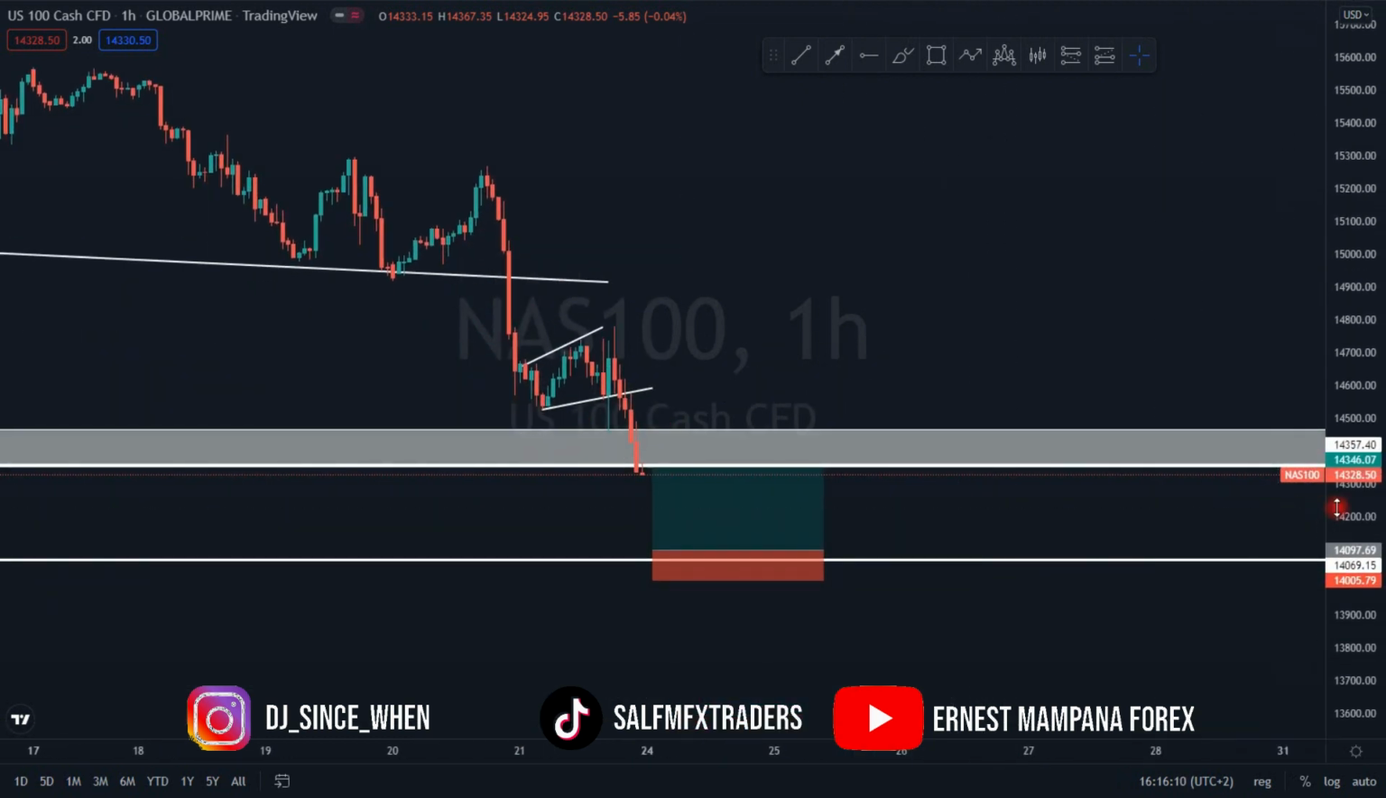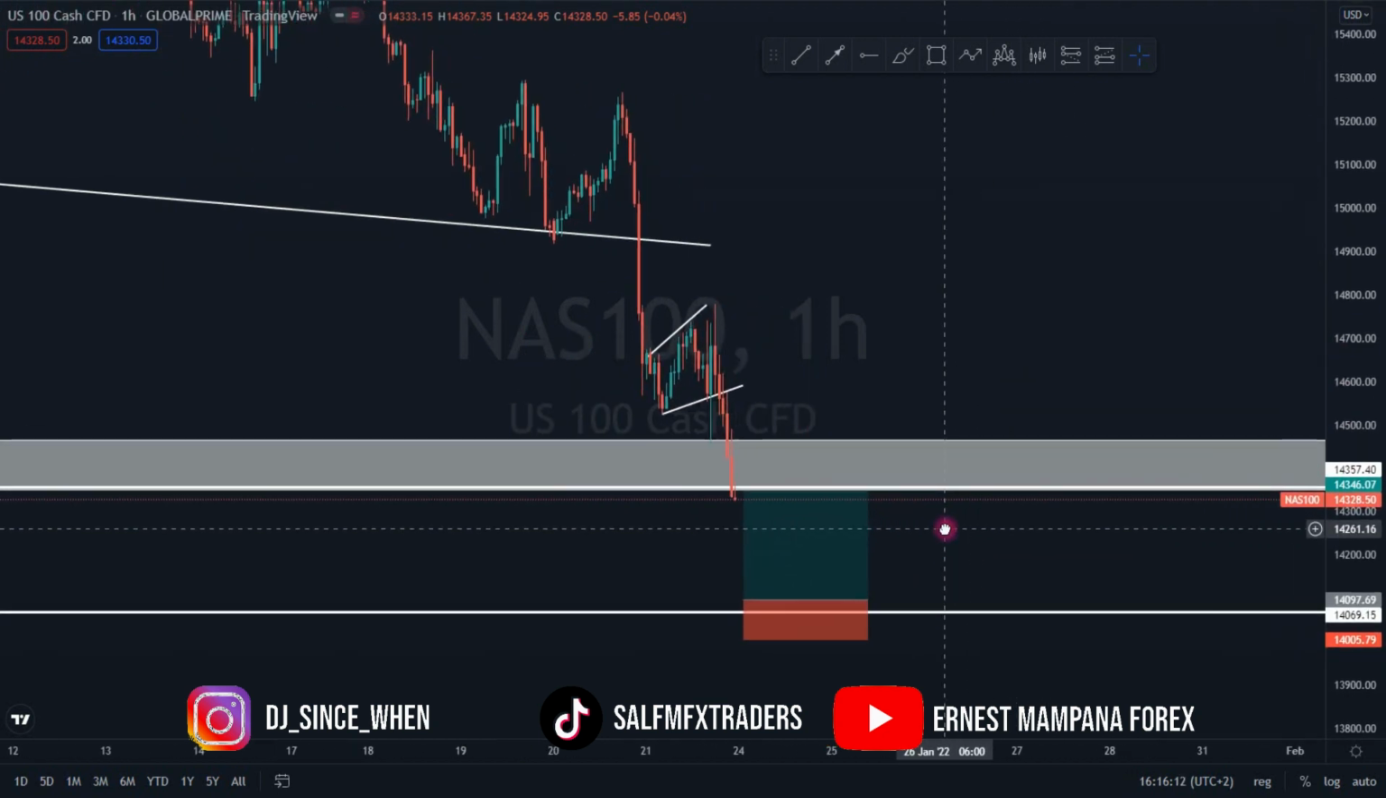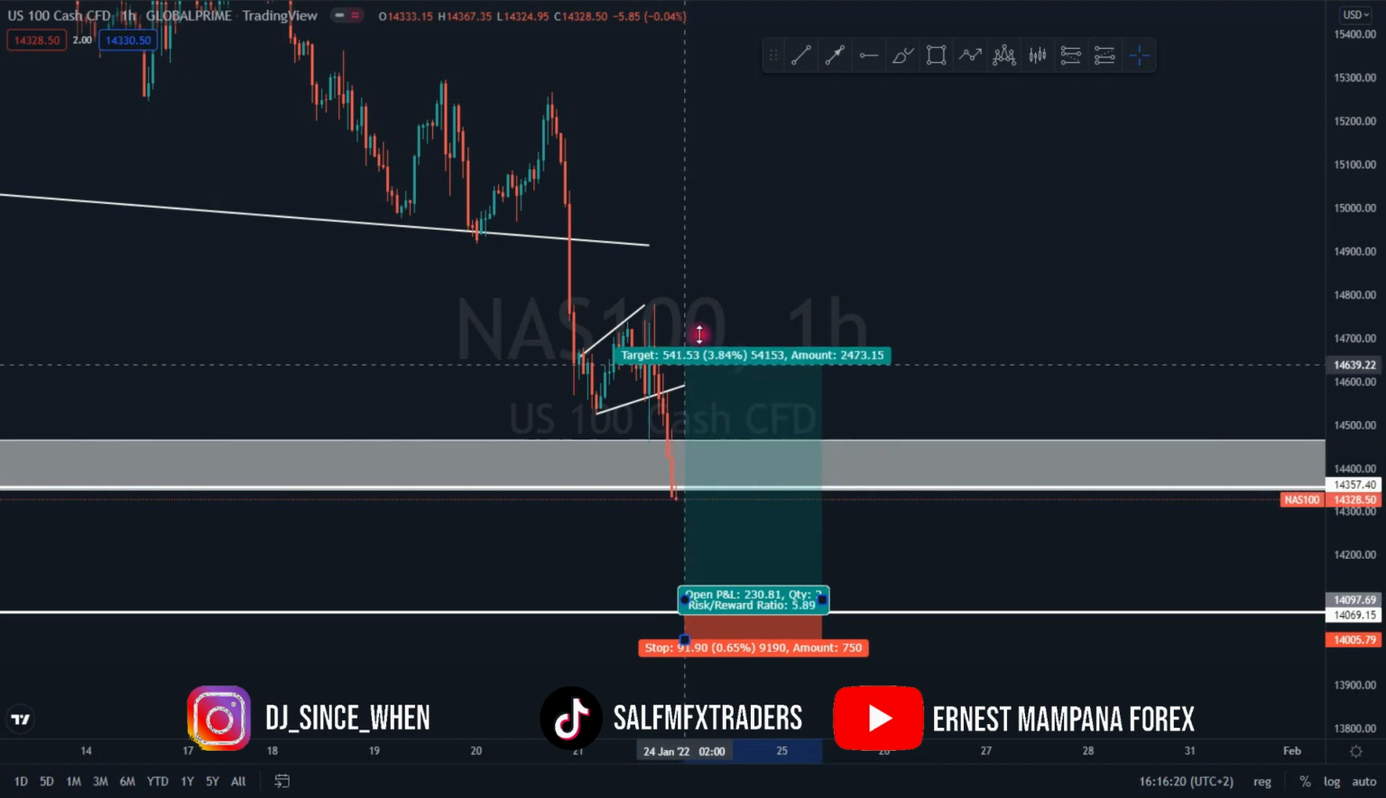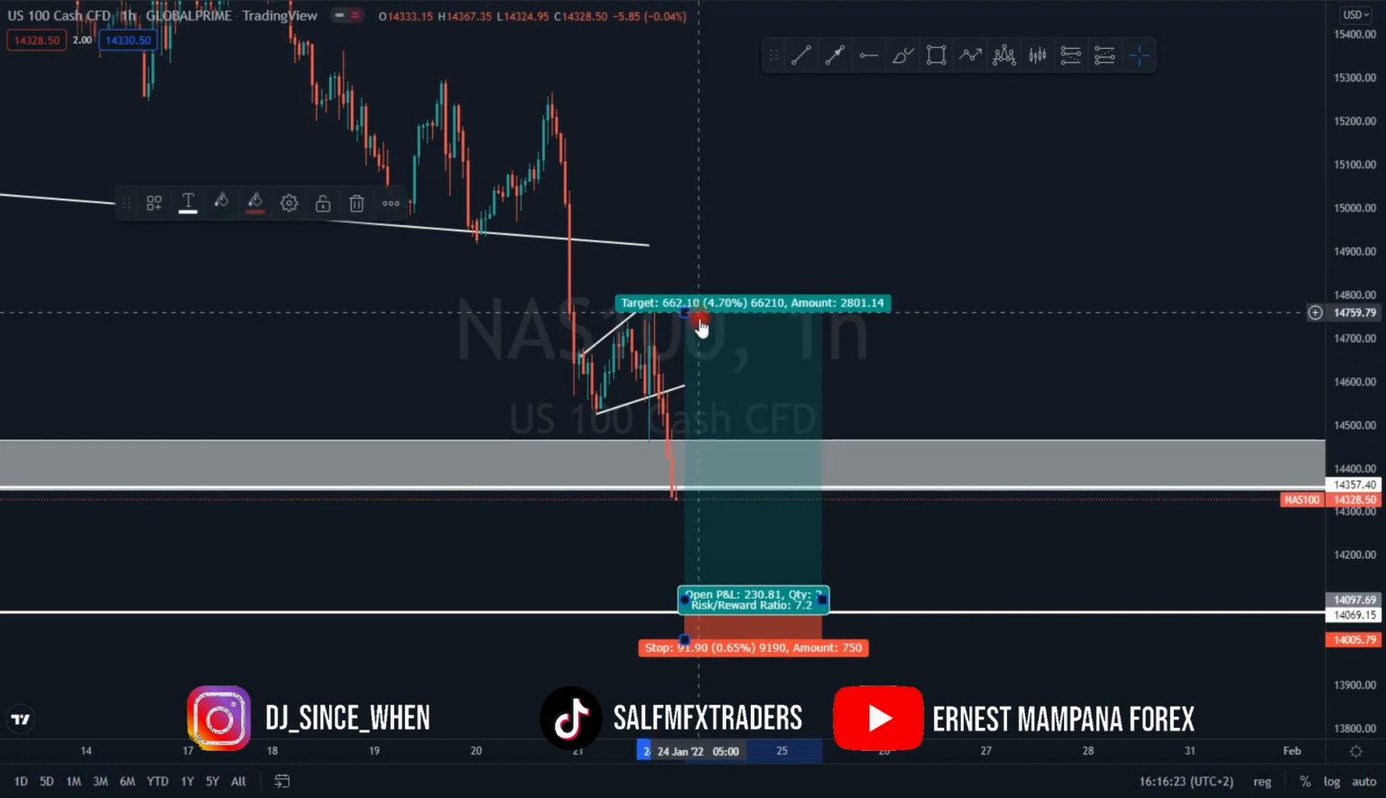We're just going to have it like that for now, and then once we hit that, we see the manner in which it approached this zone right here. If it approaches that zone in a very impulsive way, then we know that we might continue shooting up like that. So we're just going to keep on scaling in upon great confirmations.